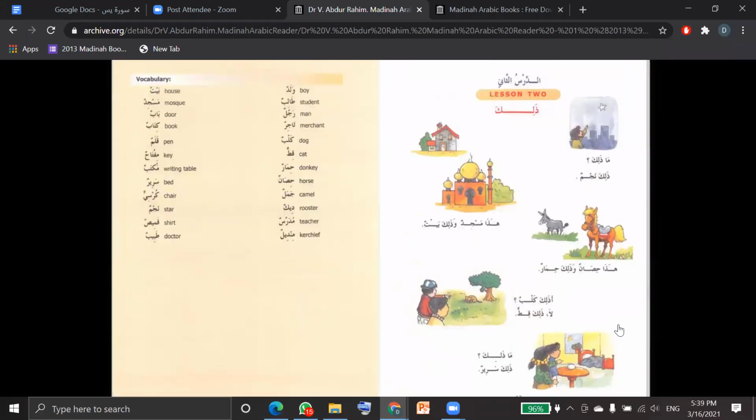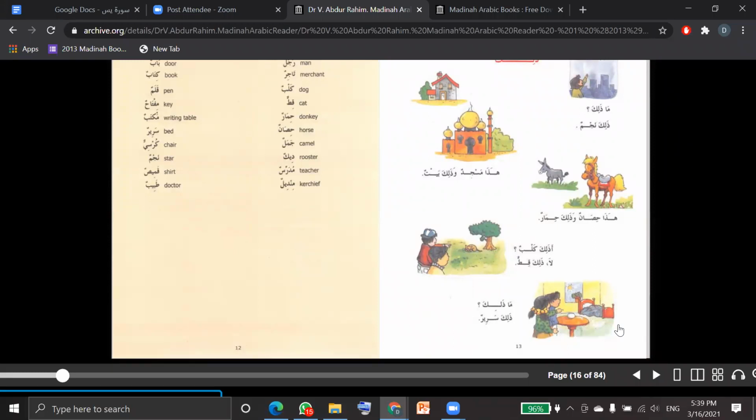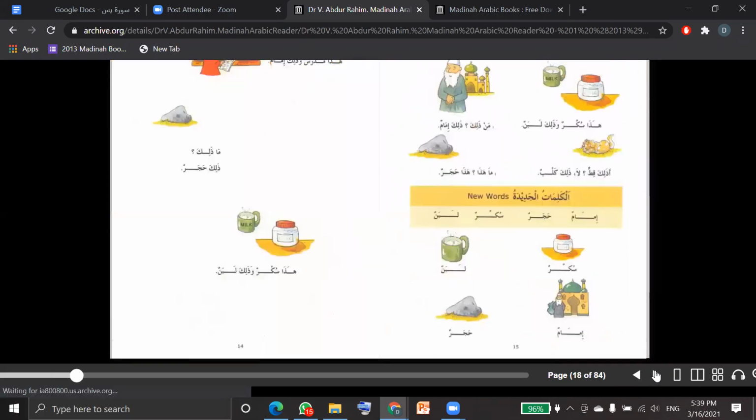So this is lesson 2, but lesson 2 we will be doing in our 3rd session, inshallah. So we are going to split one lesson into 2 sessions. We are going to cover one lesson in 2 sessions, inshallah. Okay.